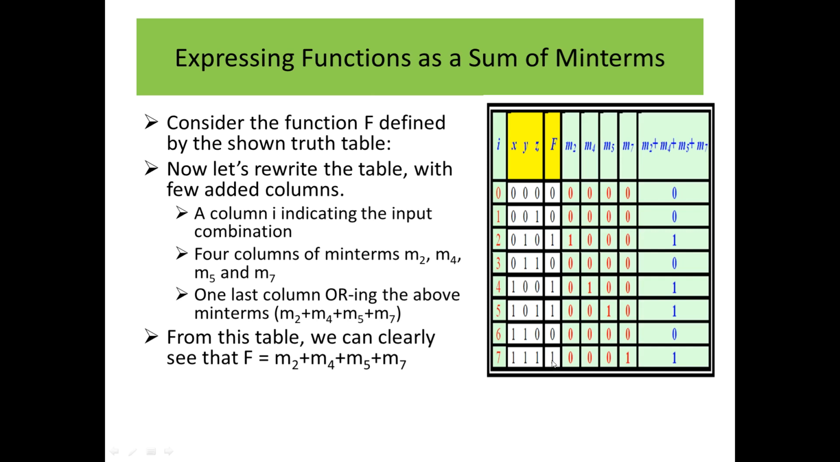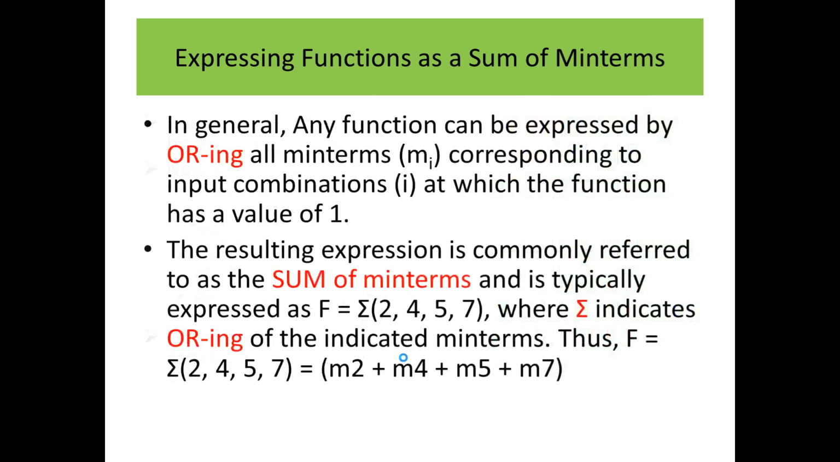Next you can see f is equal to 1 for the particular row combination 1, 1, 1. So you have to check where f is having 1, and that particular minterm you have to write, that is, that particular row you have to check. First you check where f is 1, next you check which row it is, and that minterm you have to add in the f expression. F is equal to M2 plus M4 plus M5 plus M7. This is how you have to write the f expression from the truth table.